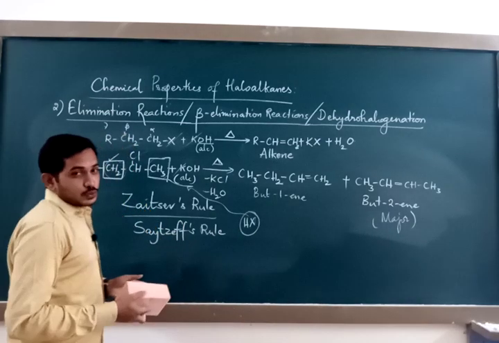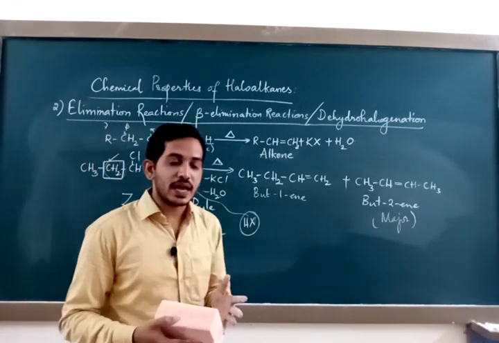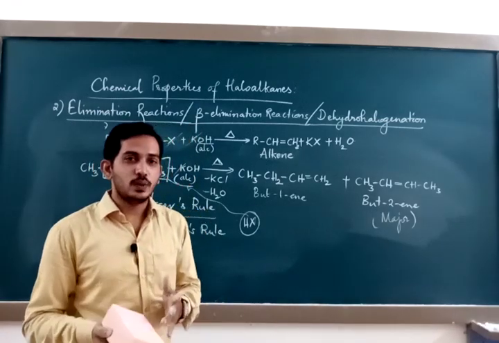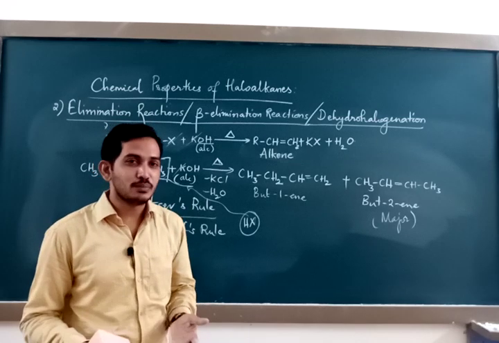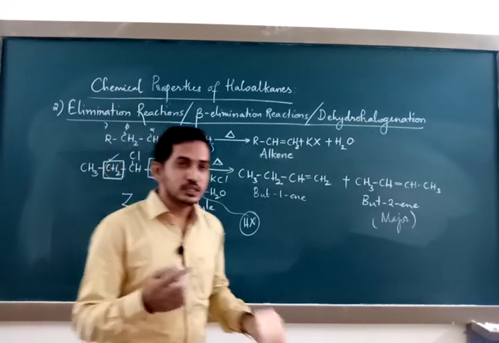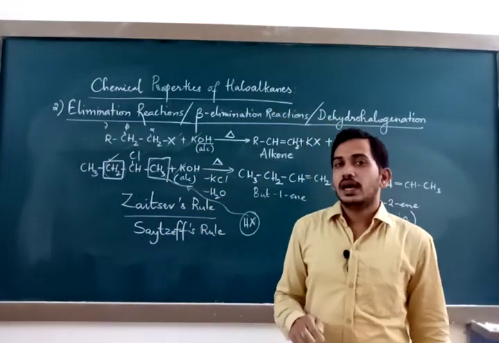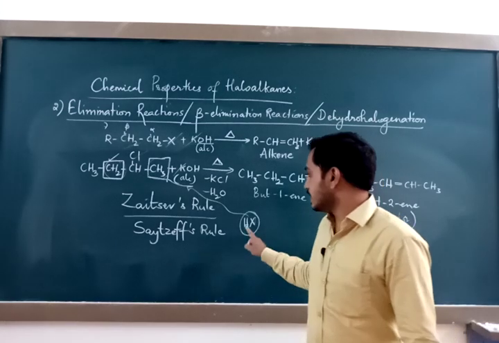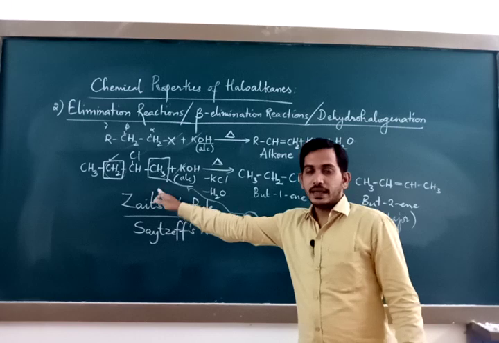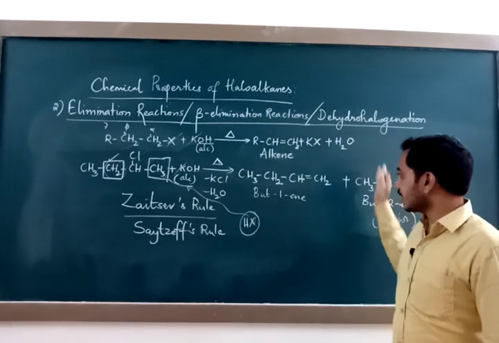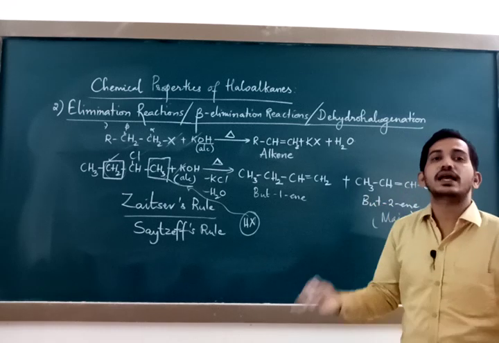It is done according to which rule? Zaitsev's rule, which says that during the elimination of hydrogen halide from a haloalkane, hydrogen must be removed from a carbon containing less number of hydrogen atoms. This rule is interpreted in some other way also, which says when hydrogen halide is eliminated or removed from a haloalkane, that product is formed in excess, which is more alkylated.